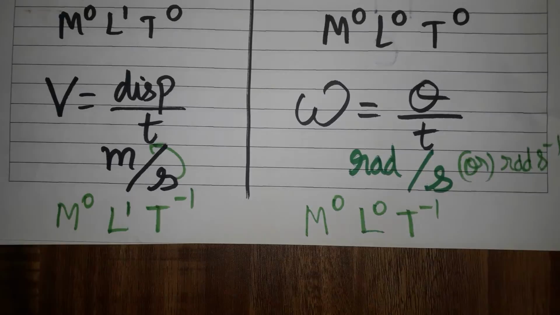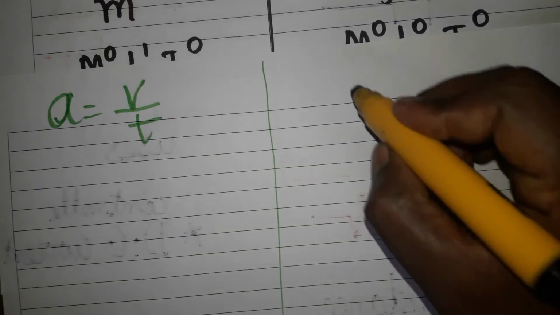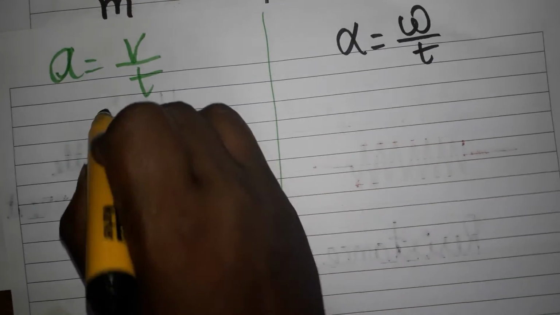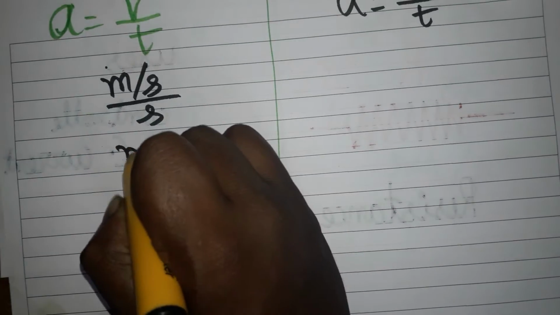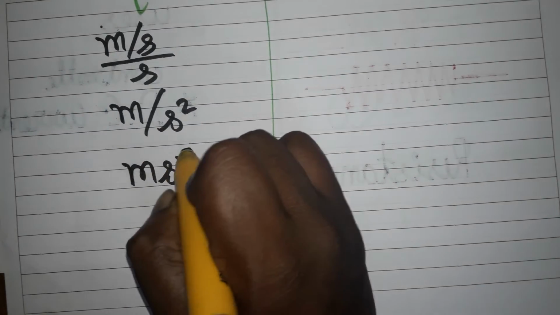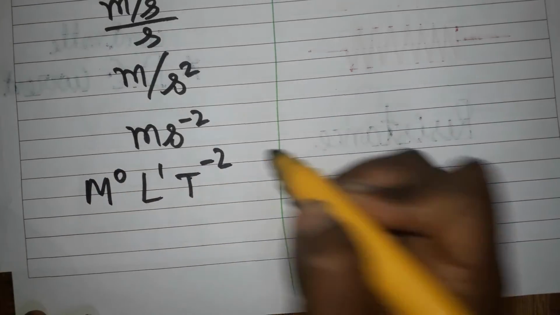Next, angular acceleration. Linear acceleration is linear velocity divided by time. Similarly, angular acceleration is angular velocity by time. The unit of linear acceleration is meter per second by second, so meter per second square, or otherwise meter second minus 2. The dimensional formula is M power 0, L power 1, T power minus 2.